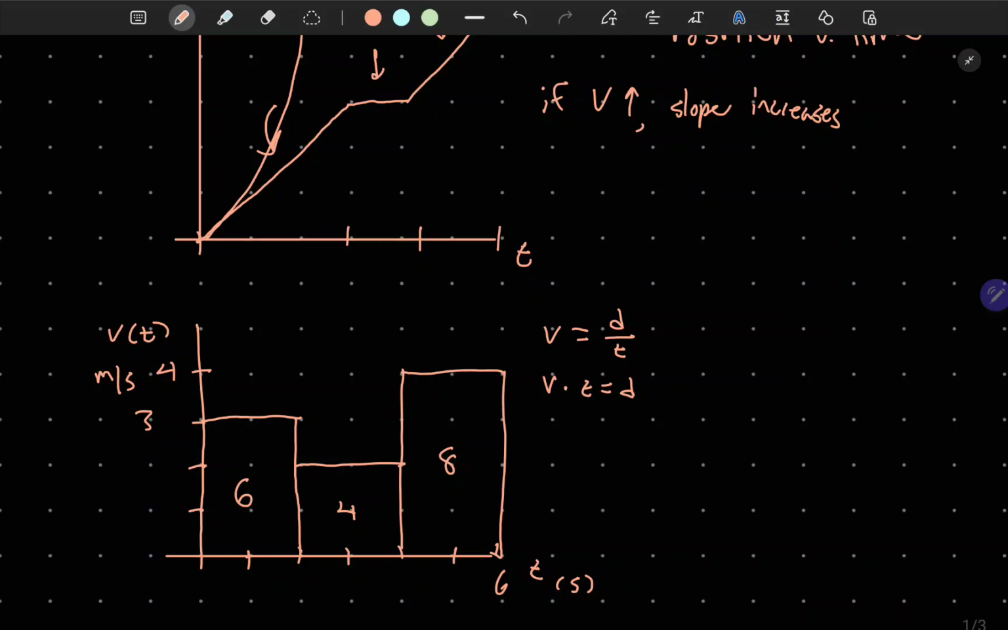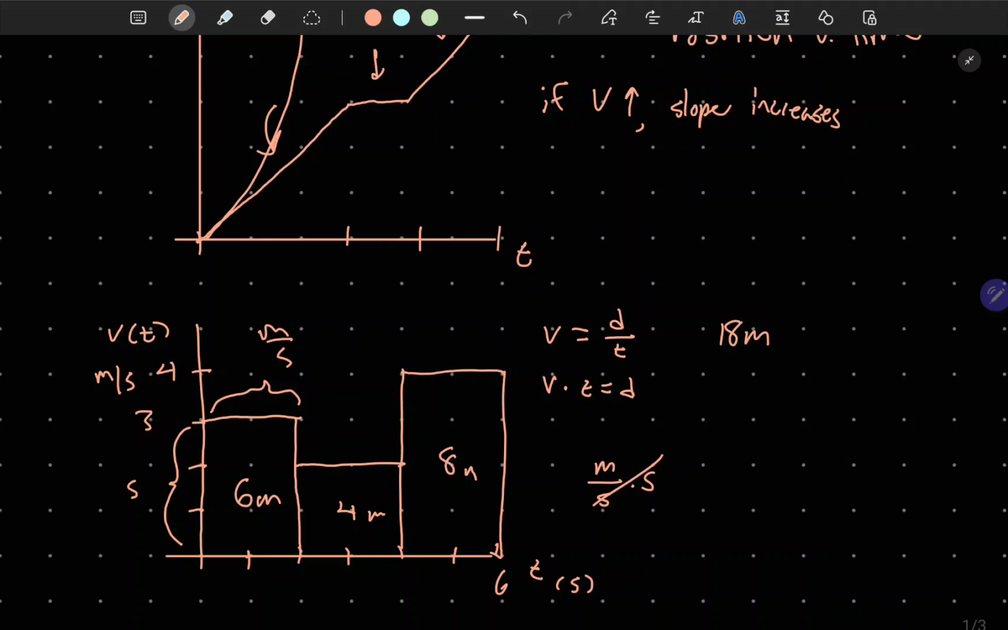But notice that we're multiplying this height, which is in meters per second, by a length, which is in seconds. So what this tells us is that these are actually in meters, because if you remember your dimensional analysis, meters per second times seconds, the seconds cancel. So it turns out to be distance, a measurement of distance. And if we add this all up, we actually get 18 meters.